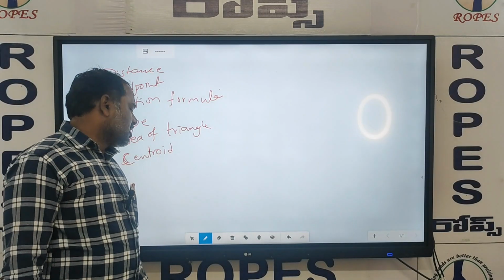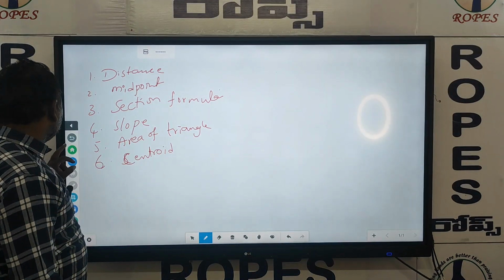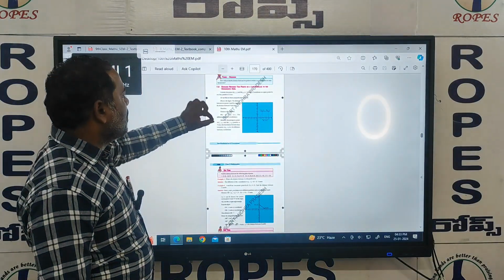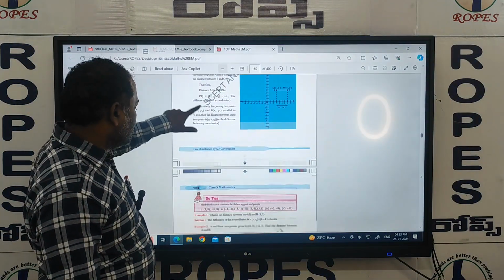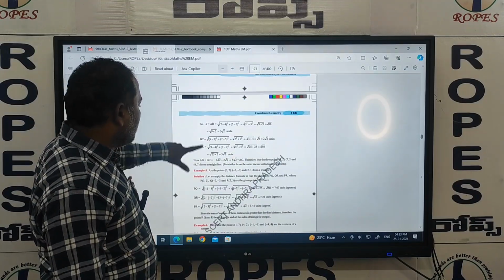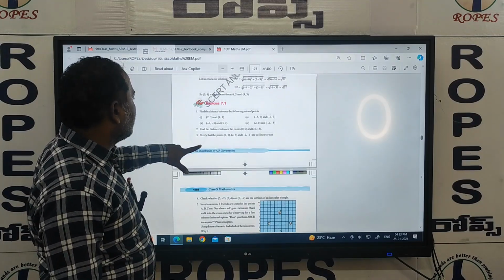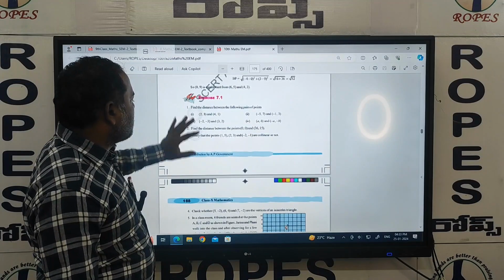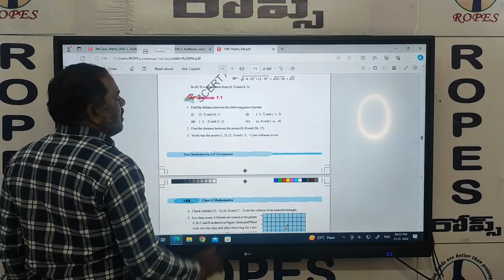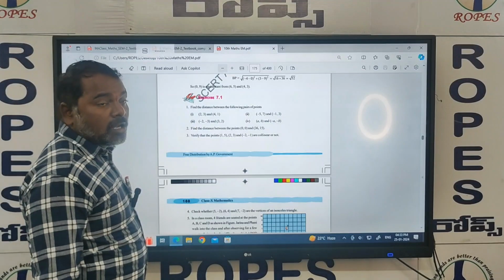Now we will see in our chapter what is given and what we have to find. We will see the main problems in our 7th chapter, coordinate geometry, and the important ones for the public examination. If you go to exercise 7.1, we will see the mainly important problems. For 2 marks they will give a question like this: verify whether the points 1, 5, 2, 3 and minus 2, minus 1 are collinear or not.